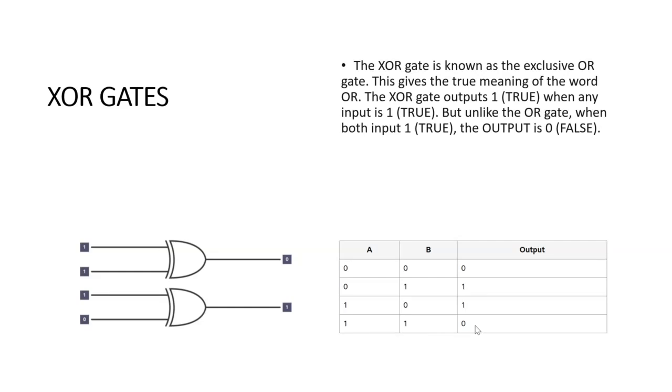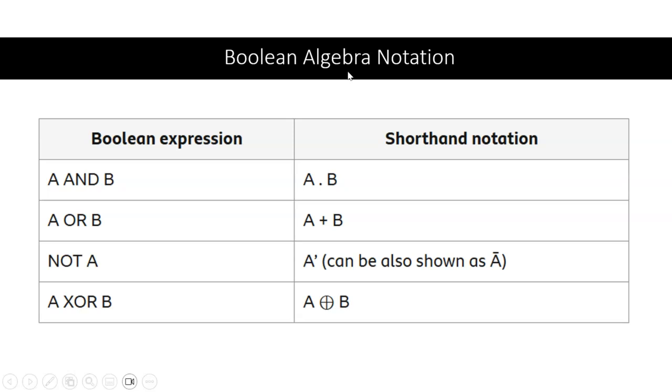Okay, now mathematically to write them is called the Boolean algebra notation. If it's A and B, we will say A dot B. If it's A or B, we'll say A plus B. NOT A, we can write as A with a dash on the top or A with a slash on the top. And A XOR B will be A with this symbol and B. So now when we do examples, you will have to write the output in terms of the shorthand notation. Let's see an example now.